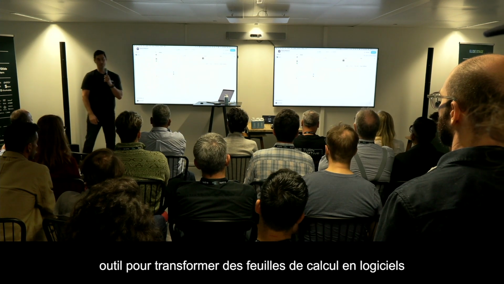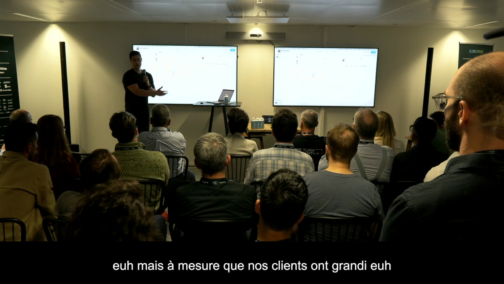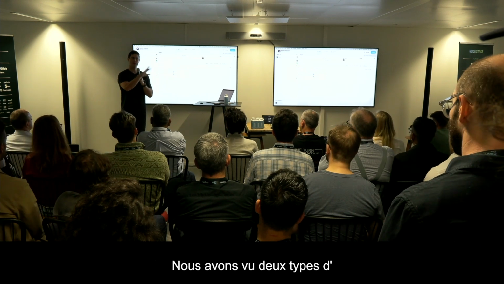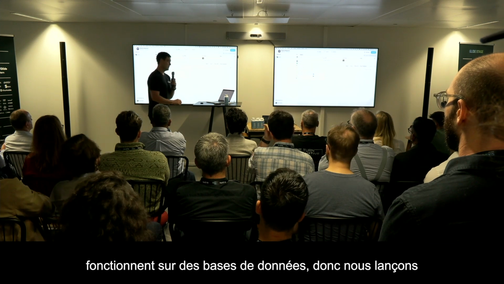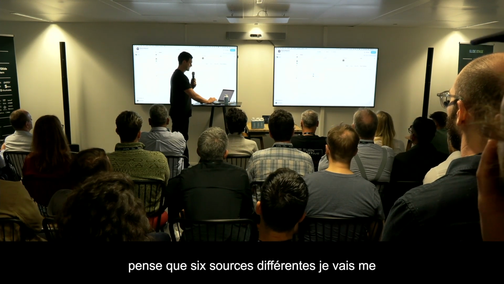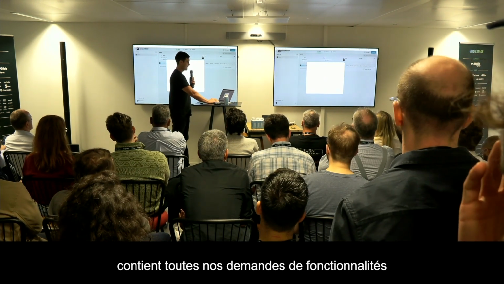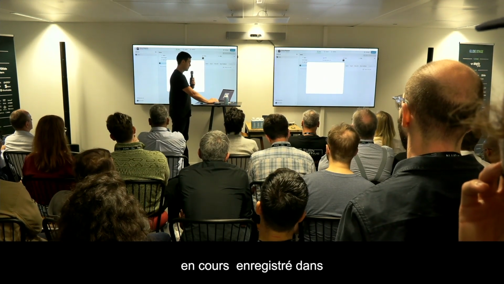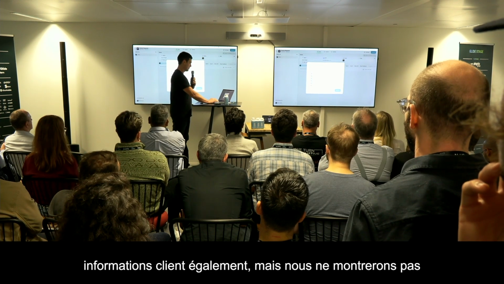Glide started as a tool to turn spreadsheets into software. But as our customers have grown, we see two types of businesses. Businesses small enough to run on spreadsheets still, and businesses that run on databases. So we're launching our SQL connector next week for, I think, 6 different sources. I'm going to connect to a Postgres database, which contains all of our feature requests being recorded in HubSpot. And all of our customer information as well, but we won't show that.